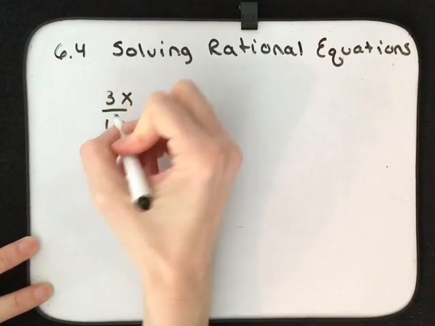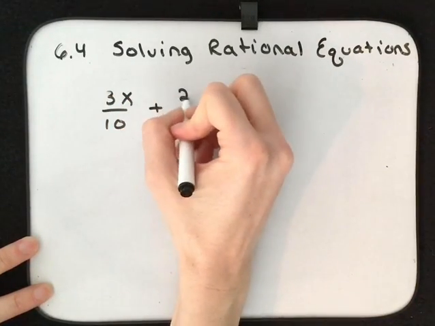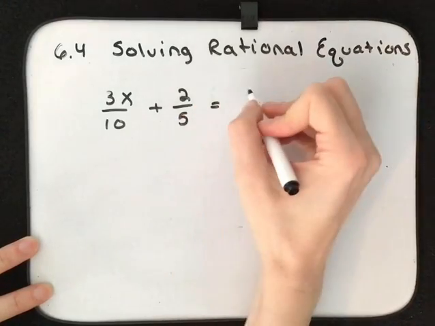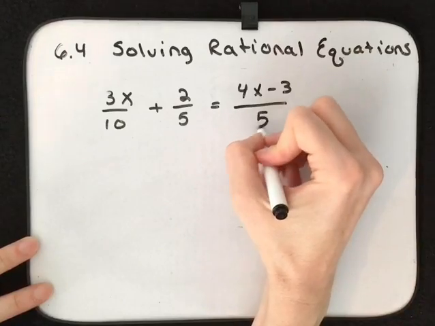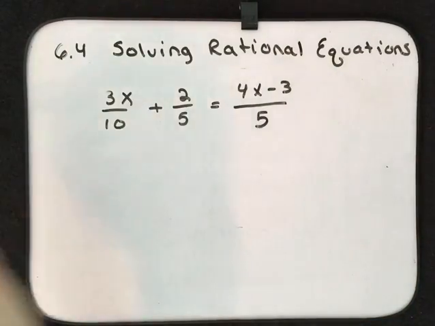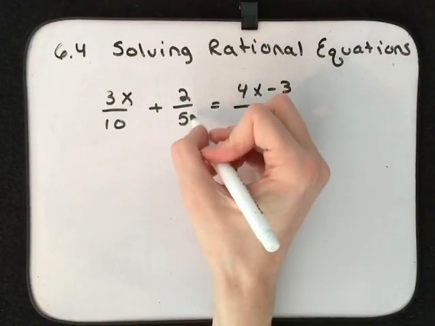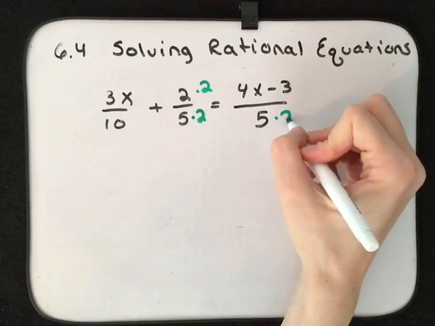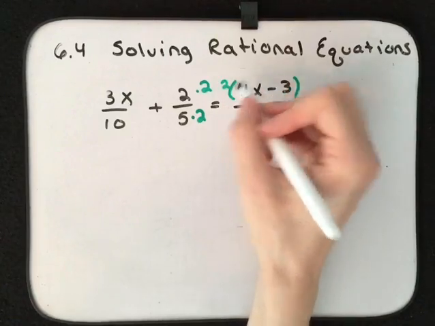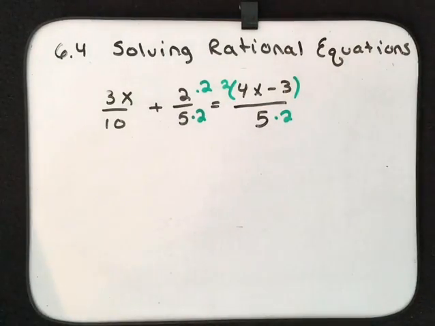3x over 10 plus 2/5 equals (4x minus 3) all over 5. First thing I need is a common denominator. I have 10 right here, so if I multiply this by 2, which means this by 2, and this by 2, which means this by 2, I could have a denominator of 10 the whole way across.